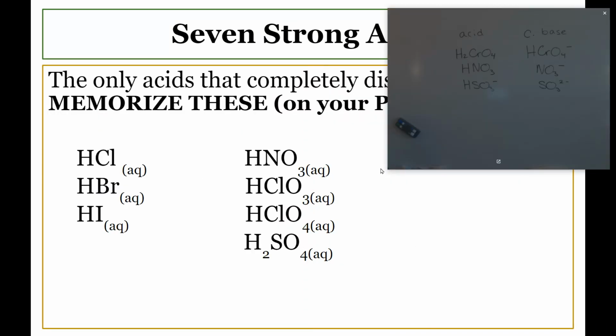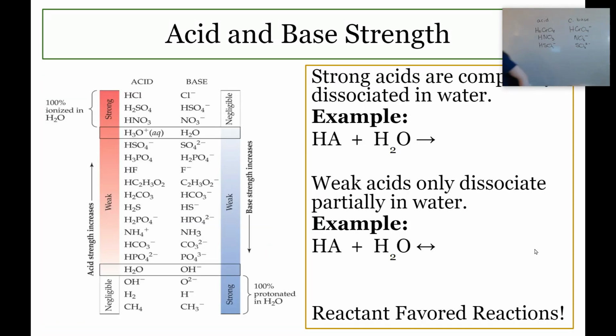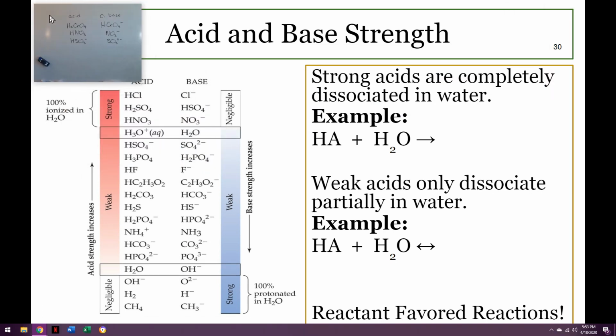All right, so let's go on to our next one. So we're going to look at our strengths of acids. If you look on your periodic table here, in this box right up here, we have our strong acids, and you can see there's a list of 7 of them. Strong acids completely dissociate in water.